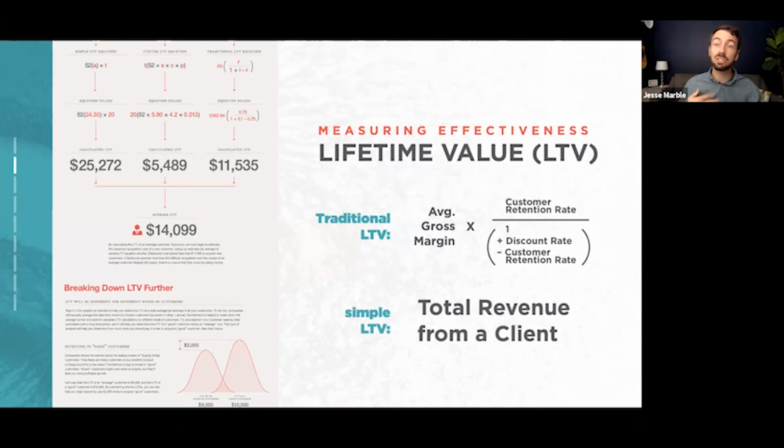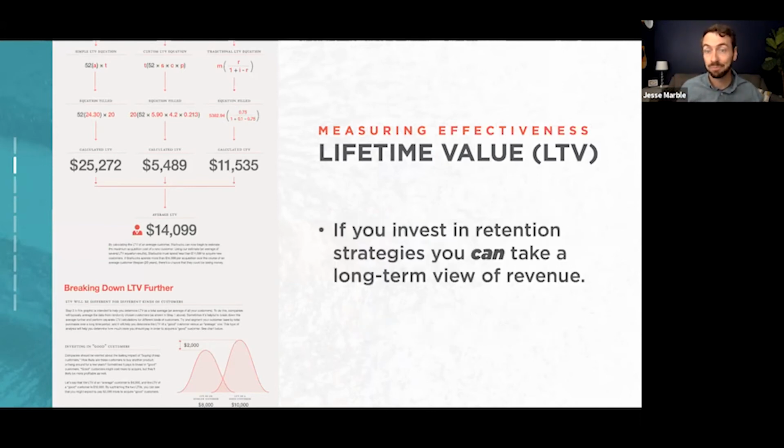LTV is just, once I get a customer, what do I get from them? If you can invest in retention strategies, LTV is a great way to think about a customer because you're trying to grow LTV over time. Instead of acquiring new customers, you're trying to retain existing customers and grow your LTV.